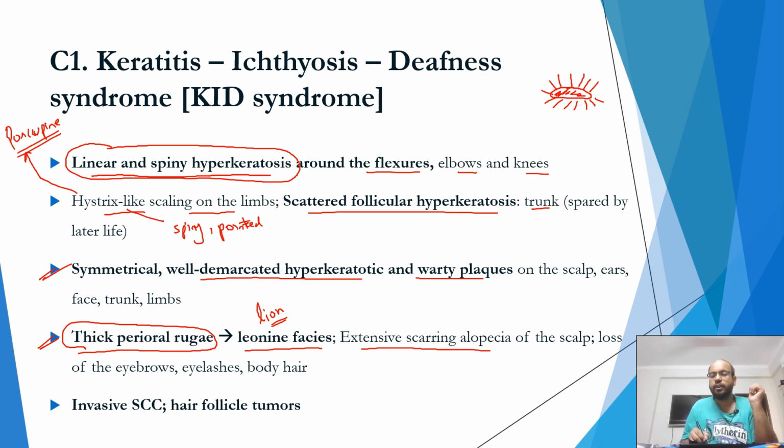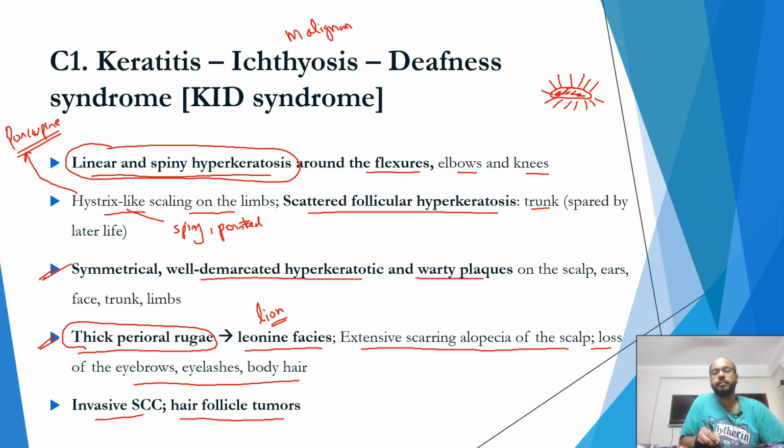There is extensive scarring alopecia of the scalp, loss of eyebrows, eyelashes, and body hair. So there is loss of hair. KID syndrome is associated with invasive squamous cell carcinoma and hair follicle tumors like trichoepitheliomas or trichofolliculomas. There is a significant chunk of hair follicle tumors that undergo malignant transformation. So remember that KID syndrome, apart from keratitis, ichthyosis, and deafness, has a good association with malignancies, mainly SCCs and hair follicle tumors. Let's move forward.